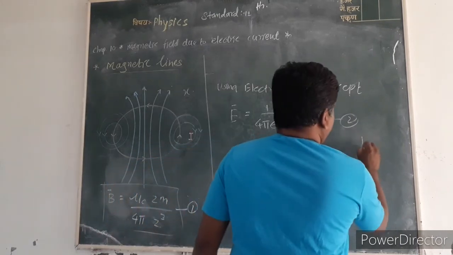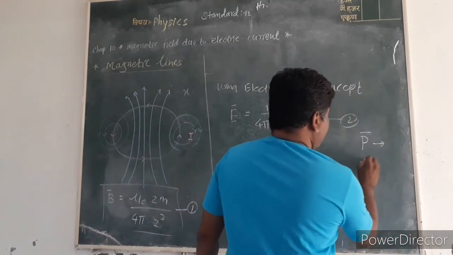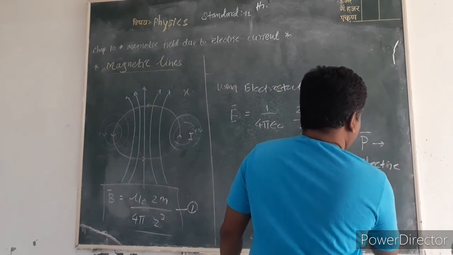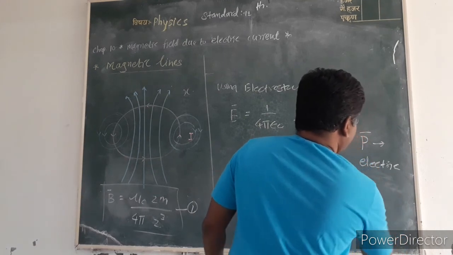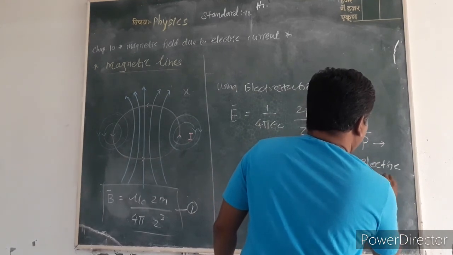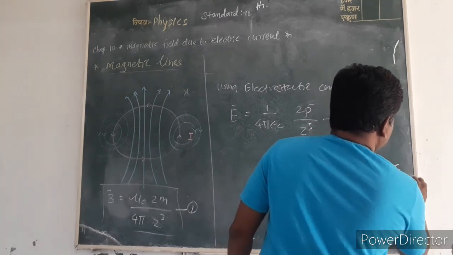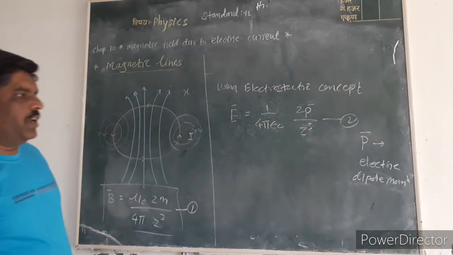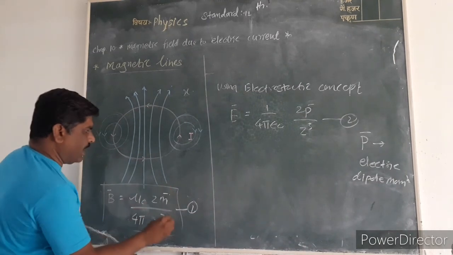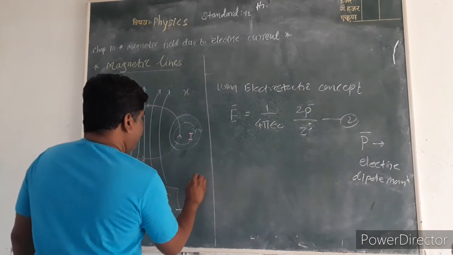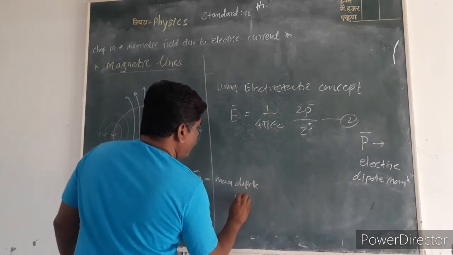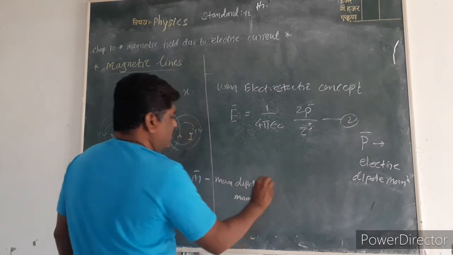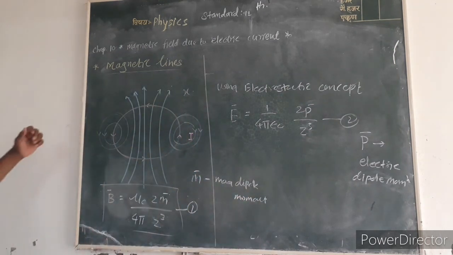Where this p bar is the electric dipole moment. This p bar is called the electric dipole moment, and this m bar in equation 1 is the magnetic dipole moment. This is the analogy between electric dipole and magnetic dipole.